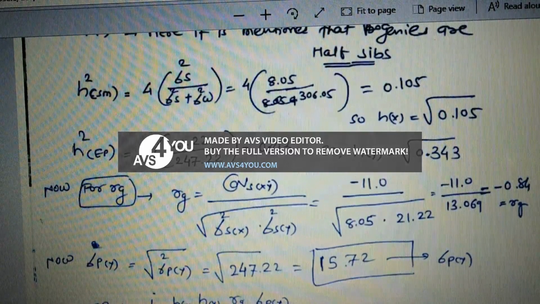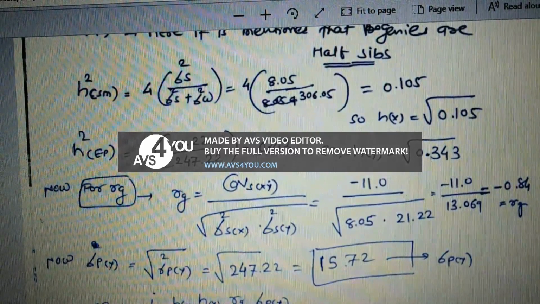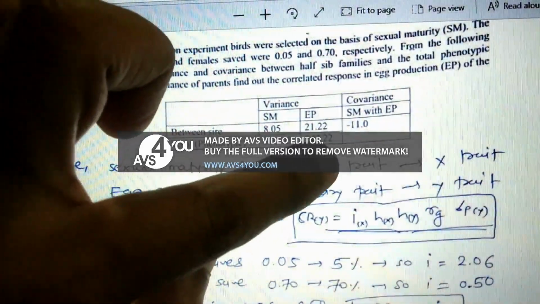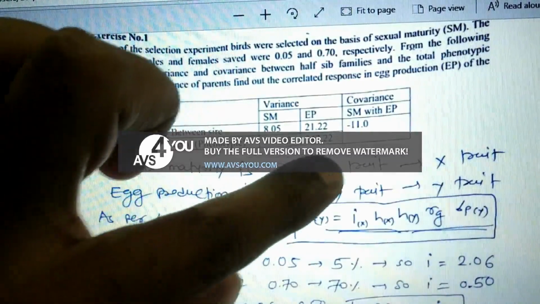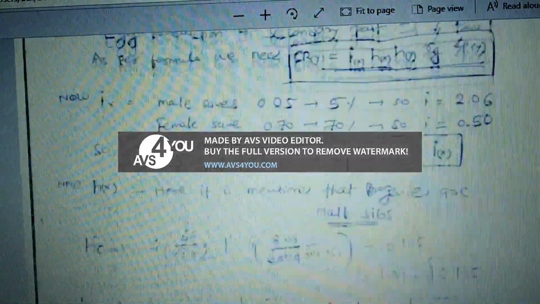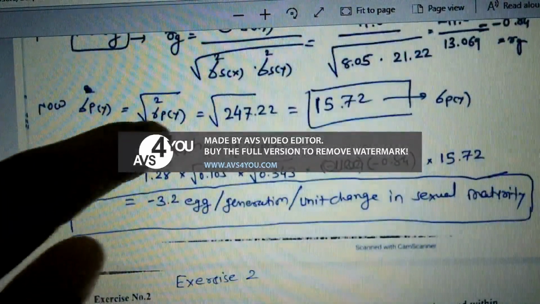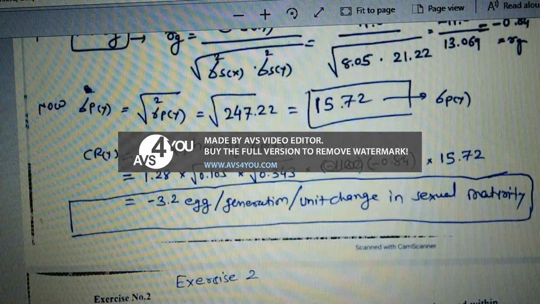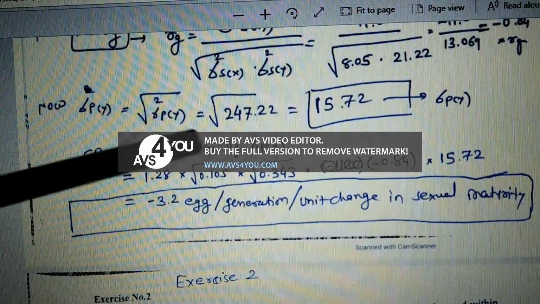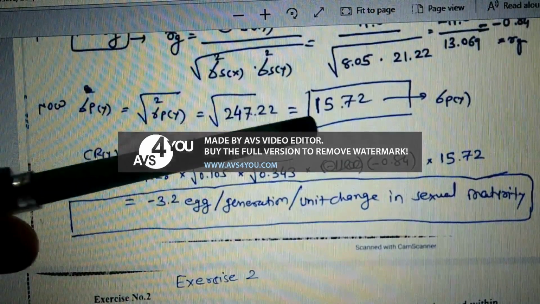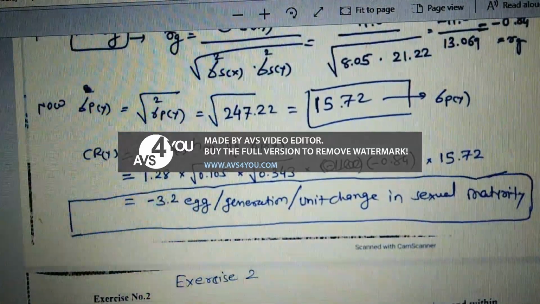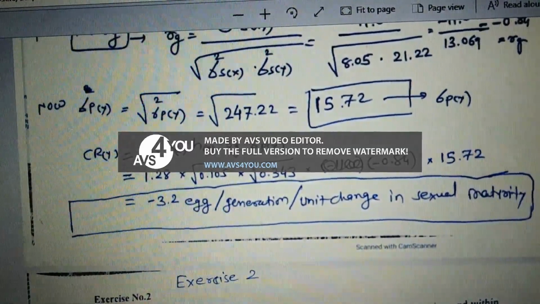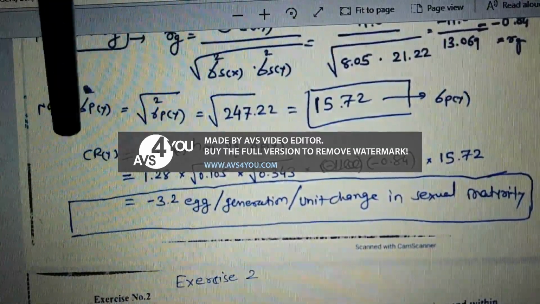Now the phenotypic standard deviation for the Y trait. Here the phenotypic variance value is available for the Y trait, 247.22. For the phenotypic standard deviation for the Y trait, the square root of 247.22 is 15.72. Now we have all these five values, so let us put all the values into the formula.